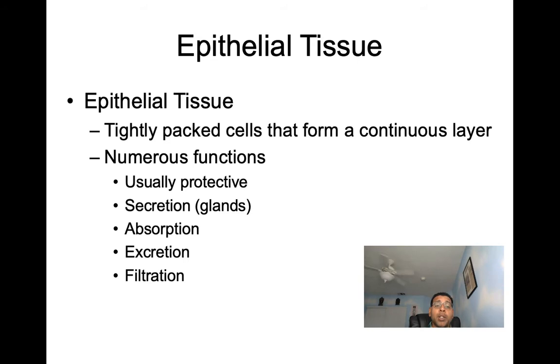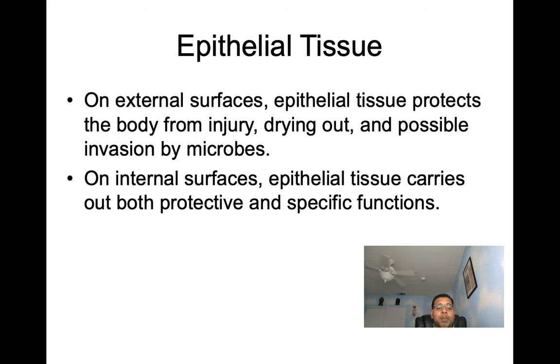When we talk about its functions, first, epithelium has a protective function, but it can also carry out secretion, absorption, excretion, and filtration. On the external surface, it protects the body from injury, drying out, and possible invasion by bacteria and viruses. On the internal surfaces, epithelial tissue can secrete mucus along the digestive tract.